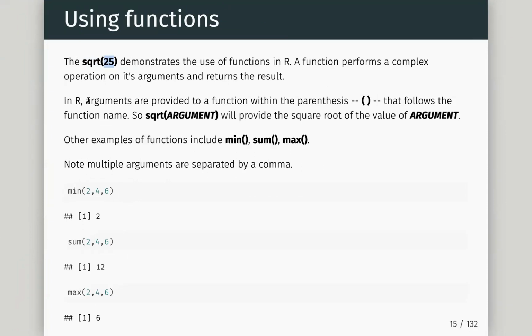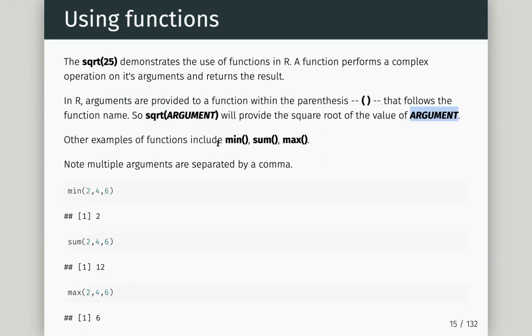In R, every language has their own way of setting this up. Arguments are provided to a function within these parentheses, and that follows the function name. So in this case, we had square root, and then the argument, and the argument was 25. I wanted the square root of 25, and then that provides the value of the square root of the argument.